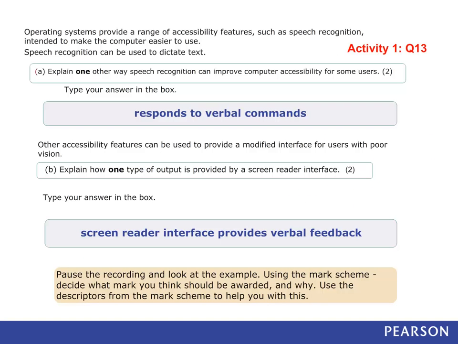Activity 1, Question 13. Now that you have seen how marks are awarded, it would be beneficial at this point to undertake an activity that will help you apply the mark scheme to a learner response. Look at the learner response for Question 13, Part A and Part B. Using the mark scheme for Question 13, what mark would you award? Use the descriptors from the mark scheme to help you with this. You may wish to pause the video to carry out this activity.